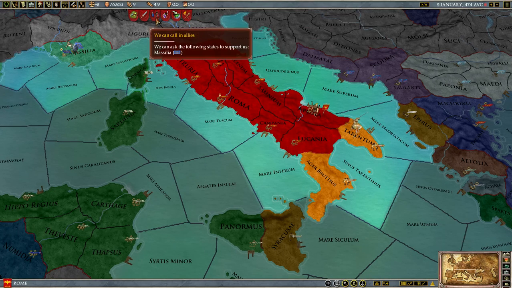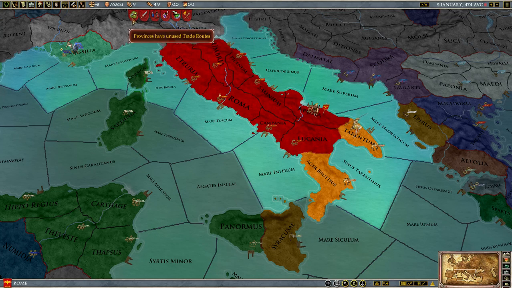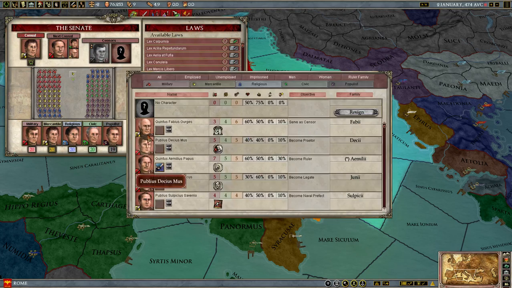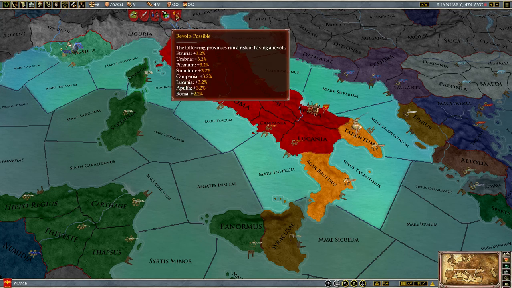Now, you'll also have a series of flags here. We can call in allies. Country is at war. Provinces have unused trade routes. Free government positions. Fine, I'll appoint some censors. There's military faction censors. That clears that up. You can colonize provinces, and there is the possibility of revolts.